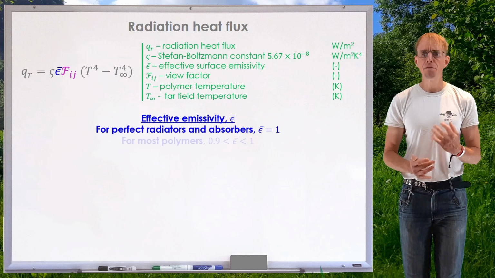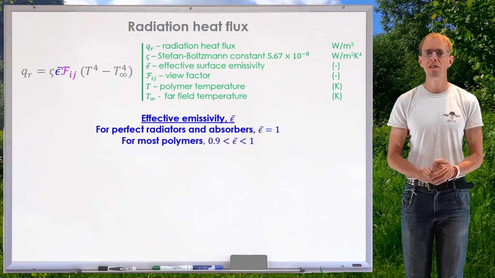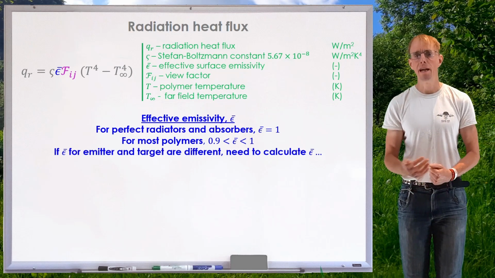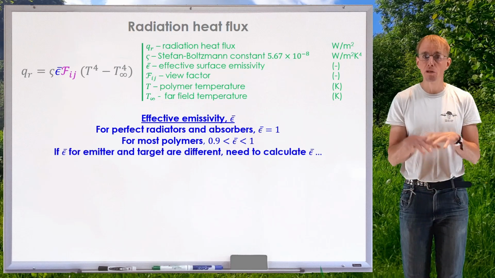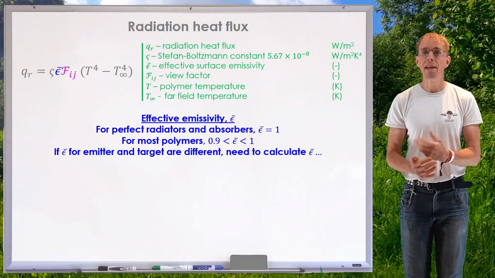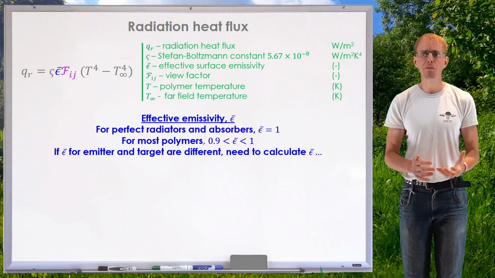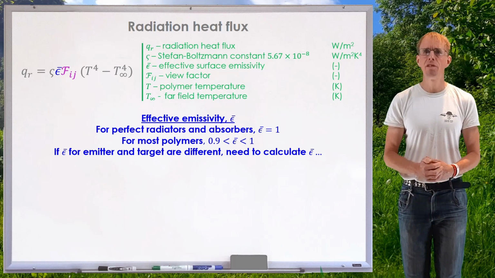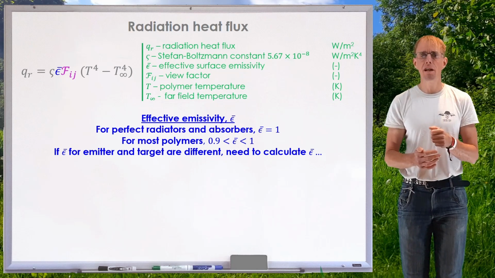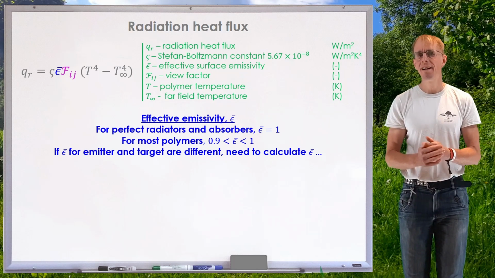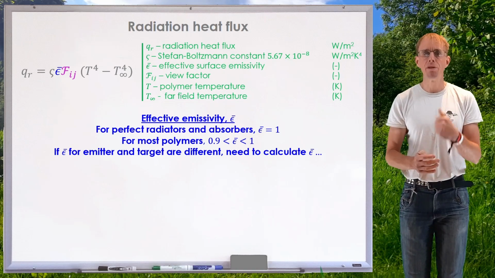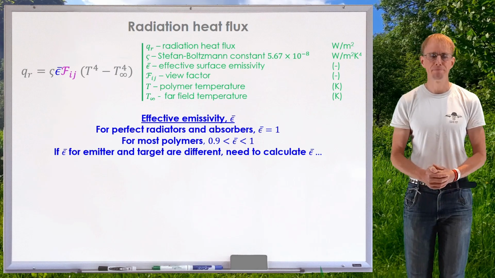So let's look in a little more detail at effective emissivity. Now, for perfect radiators and absorbers, the effective emissivity is 1. We've got a perfect radiator, emissivity 1, a perfect absorber, emissivity 1. The effective emissivity, which is a combination of the emitter and the absorber, is therefore equal to 1. Now, for most polymer systems, we're looking at emissivities in the span 0.9 to 1. But if the emissivity of the emitter and the emissivity of the target are different, we need to calculate what the effective emissivity actually is, and we'll do that in a second for two different examples.